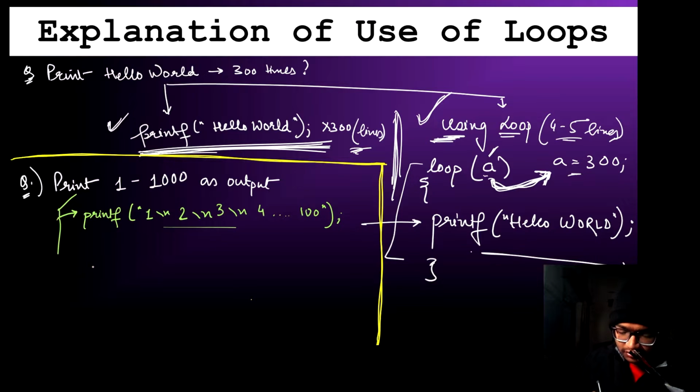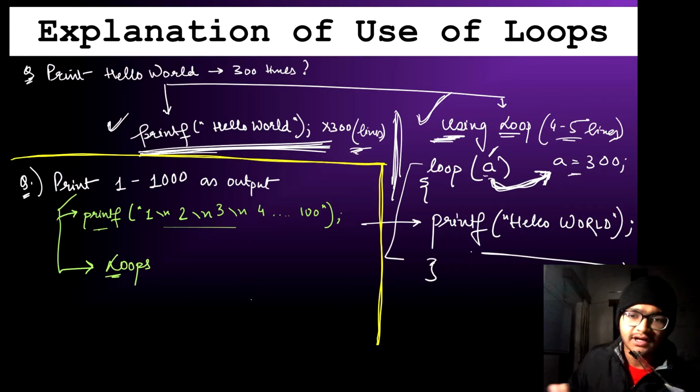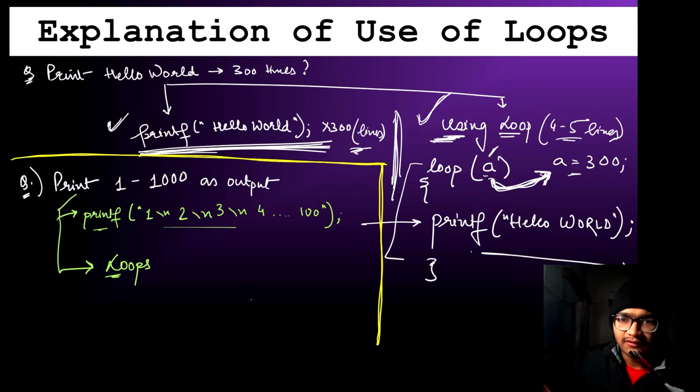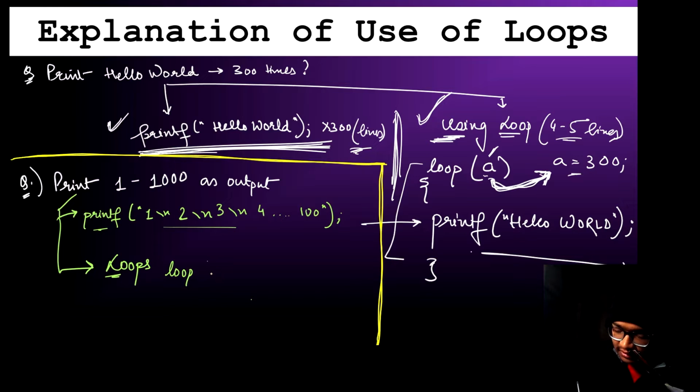There is also one way to do this using loops. You can also use the printf statement multiple number of times, 100 times, right? So this way you can do it. In loops, the advantage is you can do it in a very simple way. So in a loop, what will you do? You will write a loop. A is a variable which will tell the loop how many times to execute.